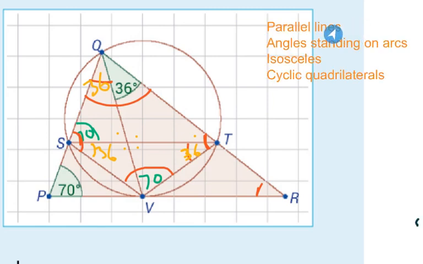So I think these are the techniques we had to use to solve this. We had parallel lines for this. We had angles standing on arcs. There were three different arcs we used to get angles. That was a big one actually, wasn't it? Then we had isosceles triangles, this isosceles and this isosceles. And then we had the cyclic quadrilateral as well, where we know that the opposite angles have to add up to 180.